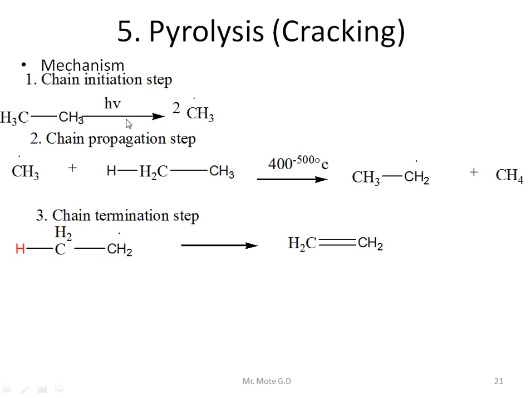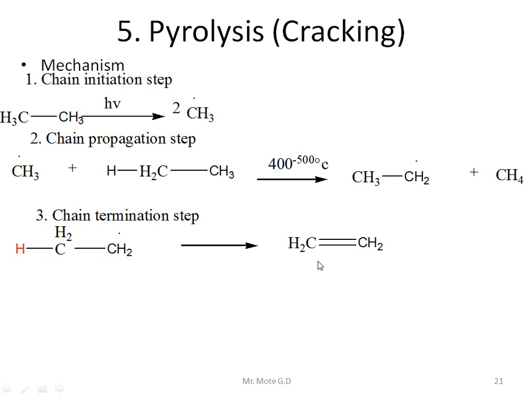Then the pyrolysis mechanism: CH3CH3 forms two methyl radicals. A methyl radical abstracts a hydrogen atom to form methane. CH3 and CH2 radicals are liberated, and they remove a hydrogen atom to form ethene.